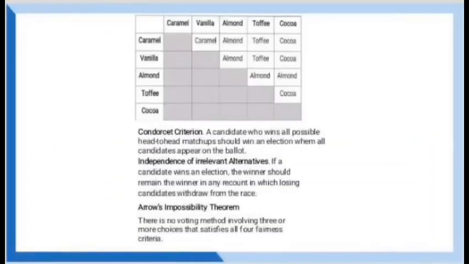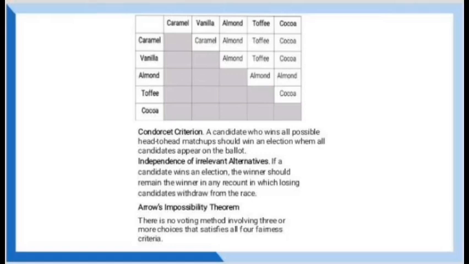Third one is Condorcet criterion. A candidate who wins all possible head-to-head matchups should win an election when all candidates appear on the ballot. And the last one is independence of irrelevant alternatives. If a candidate wins an election, the winner should remain the winner in any recount in which losing candidates withdraw from the race.